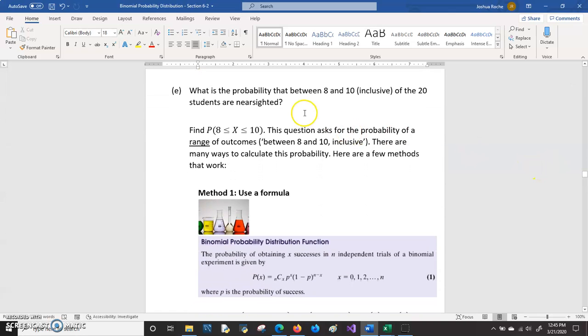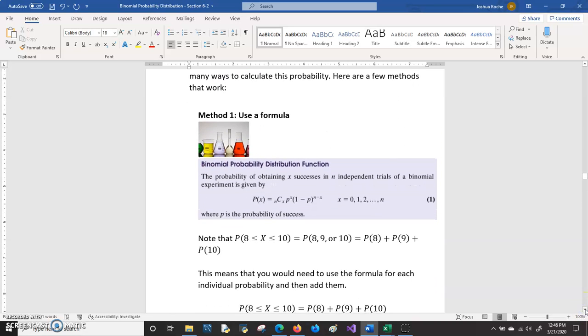In part E it says, what's the probability that between 8 and 10, inclusive of the 20 students, are nearsighted? So that can be written this way. The probability that x is between 8 and 10. And here again, there are lots of ways of calculating this probability, and I'm going to go over just a couple different ways that would work.